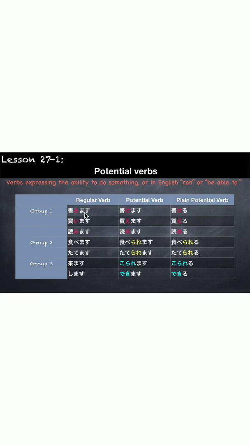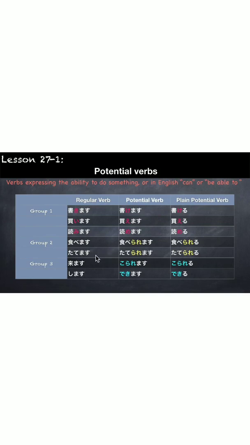書ける, 書きます, 書けます, 書ける. Another example is 買います, or to buy something. So change the I to E. 買えます、買える. Another example is 読みます, or to read. 読めます、読める. For group 2 verbs such as 食べます and 立てます, we just add られ before the ます. 食べられます. For plain potential form, 食べられる.